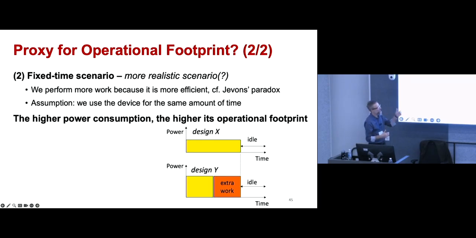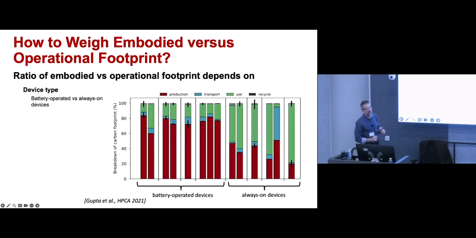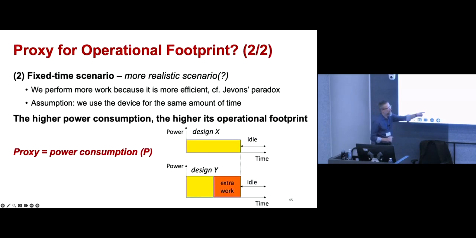At that point, the total operational footprint will be proportional to power consumption. So the total area of the yellow and the orange area will be proportional to power consumption. So in this fixed time scenario, power consumption would be a proxy for the operational footprint. And it's accounting for some sort of a rebound effect.